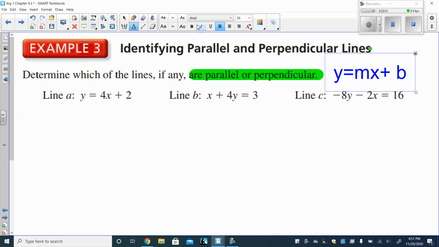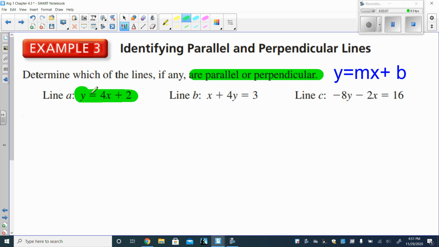Now looking at these three here, one of them is already in slope-intercept form, and that's line A. Line A is already in slope-intercept form: y equals 4x plus 2. Line B and line C are not. We need to get them in slope-intercept form. Let's just start with line B: x plus 4y equals 3. So we need to get y by itself.